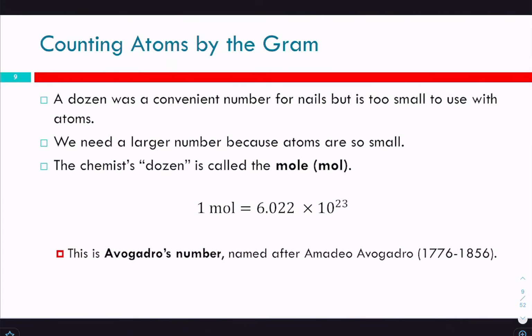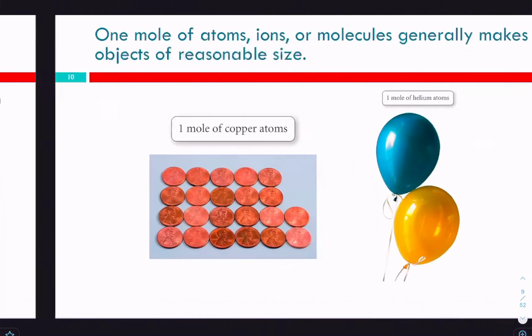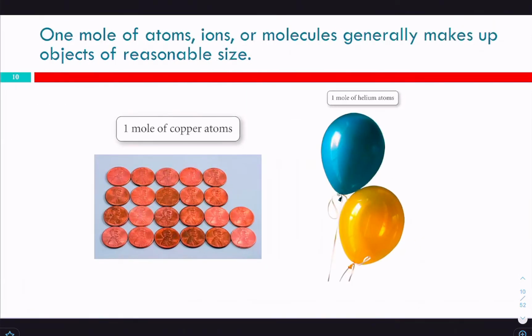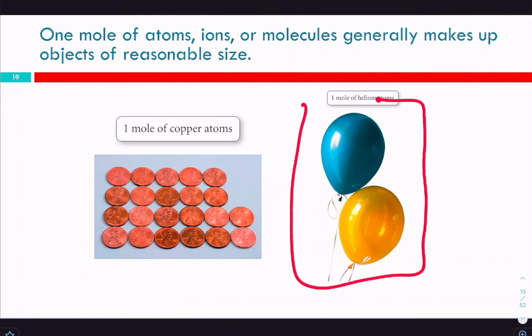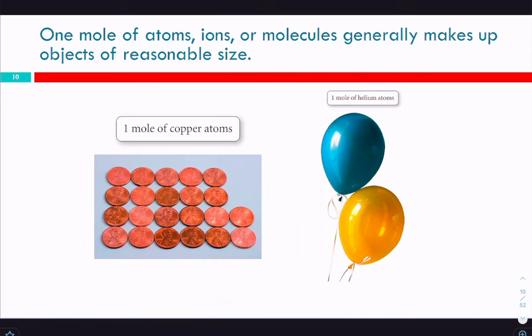And that was Amadeo Avogadro who came up with this number. And it's convenient because it makes up quantities that are tangible, that are easy to work with. So 1 mole of copper atoms would be 22 pennies. 1 mole of helium atoms is about 2 balloons of helium. Right? So instead of having these insanely small things or going too large, it kind of makes them more relatable.